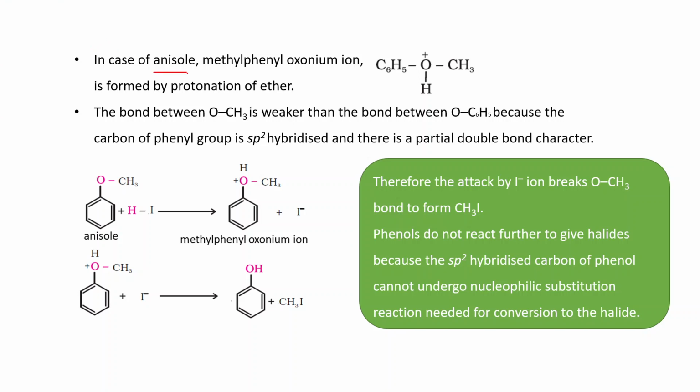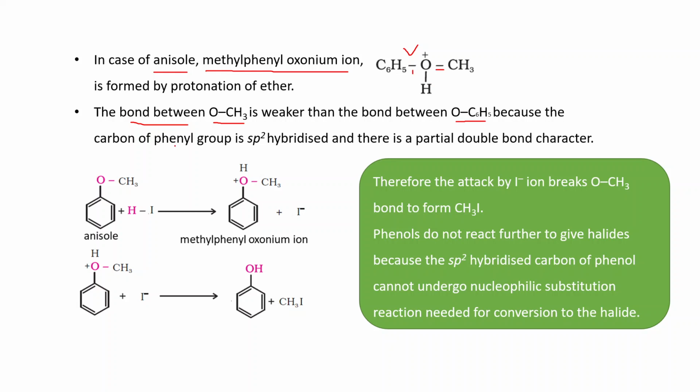Now, in the case of anisole, that is methyl phenyl ether. Methyl phenyl oxonium ion is formed by the protonation. The bond between O and CH3 is weaker. Then the bond between O and C6H5, that is this bond.